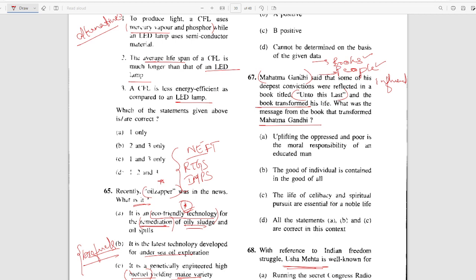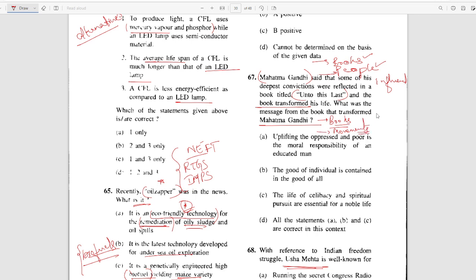So Mahatma Gandhiji's life, and what are the things that transformed his life? And for example, even the books that he had written, you have to read about those. The books that he has written, the movements and struggles that he participated in, and the steps he had taken.